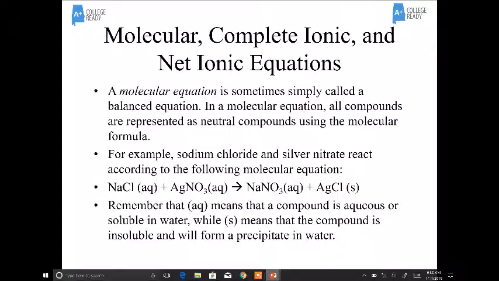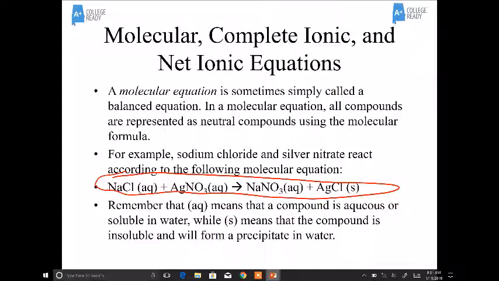Oftentimes when working with double replacement reactions, we'll be asked to write out molecular, complete ionic, and net ionic equations. A molecular equation is the equation that you're familiar with. Sometimes it's simply called a balanced equation. In a molecular equation, all the compounds are represented as neutral compounds using their molecular formula. For example, if we reacted sodium chloride and silver nitrate, we would get this molecular equation.